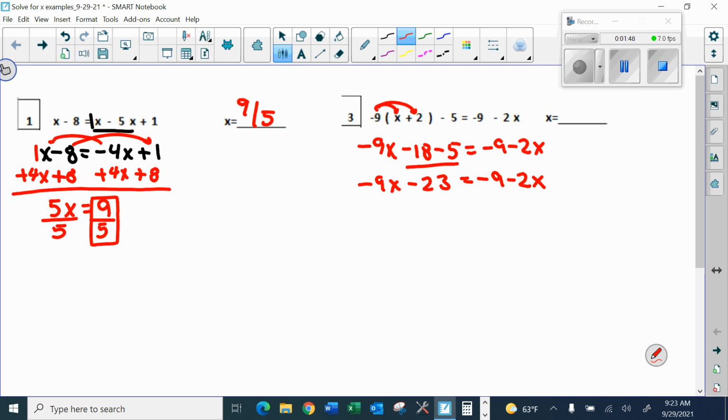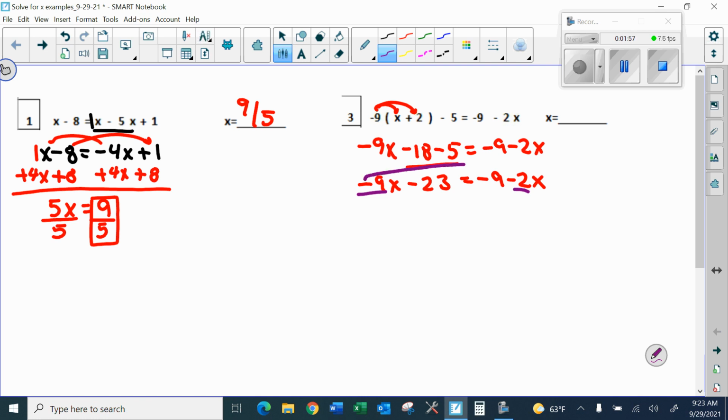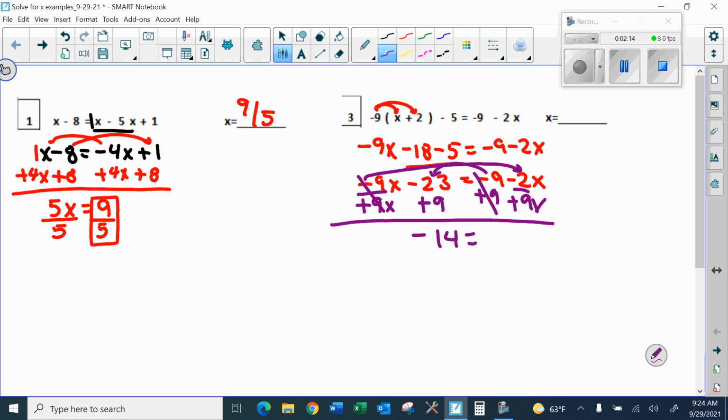Again, I ask myself, which coefficient on the x is smaller? Negative 9 is smaller than negative 2. So I'm going to bring the negative 9 across. So that means I'm adding 9x to both sides, which means the constant is going across this way. So I'm adding 9 to both sides. So gone, gone. Negative 23 plus 9 is negative 14. And 9x minus 2x is 7x. Okay, last step, divide by 7. And I get negative 2 for my answer. Negative 2. All right, next examples.